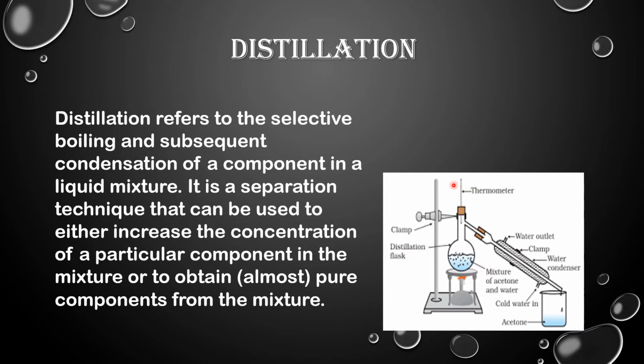See the diagram. This is the thermometer. This is the round bottom flask. This is the clamp. This is the water condenser where the clamp is there, and the water outlet. A water outlet is there. This is a beaker where we can collect the liquid, and within this round bottom flask, we have taken this mixture of acetone and water. That means actually the mixture we can take within this round bottom flask.